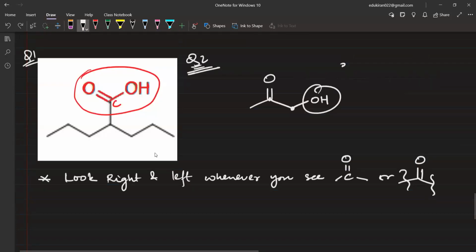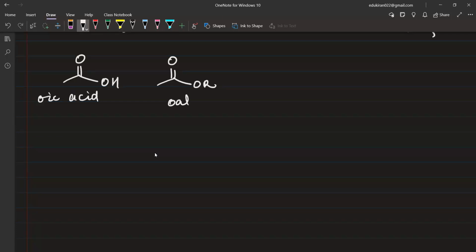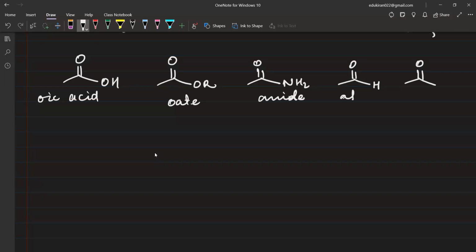Here you have C double bond O. Okay. Now, I'm just going to write it like this. C double bond O. If it is having OH, then it is acid, oic acid, right? Here you have C double bond O. If this is OR, then it is going to be oate. Here you have C double bond O. If it is NH2, it is going to be amide. You have C double bond O, and here you have hydrogen. This is aldehyde, al. And if you have C double bond O, and you have nothing on the right or the left, just carbon atoms on the right and the left, then it is going to be one.